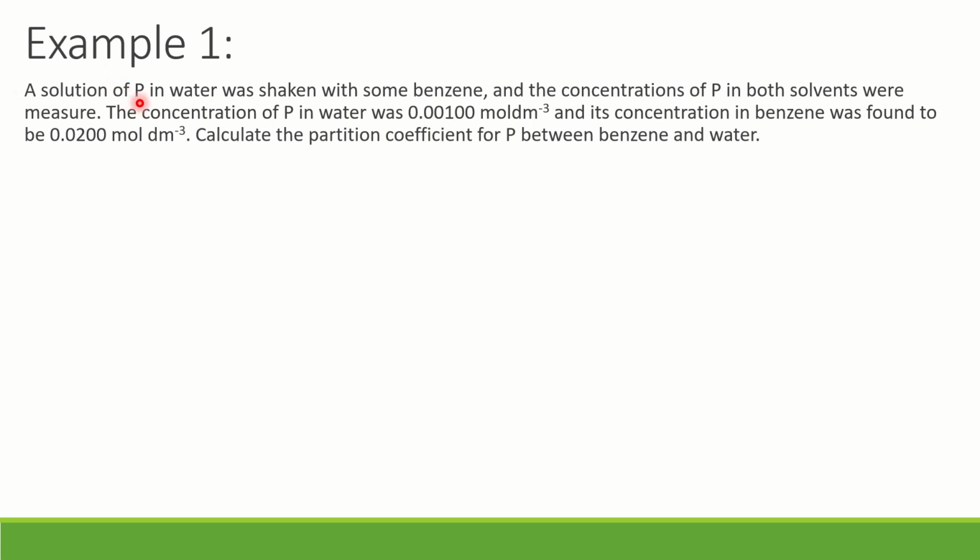In the first example, it is a solution of P. P here is your solute, the molecules, in water, which was shaken with some benzene. So water and benzene here are your solvents. The concentrations of P in both solvents were measured. The concentration of P in water was 0.001 mole per dm cube, and the concentration of P in benzene is 0.02 mole per dm cube. Our question is: calculate the partition coefficient of P between benzene and water.